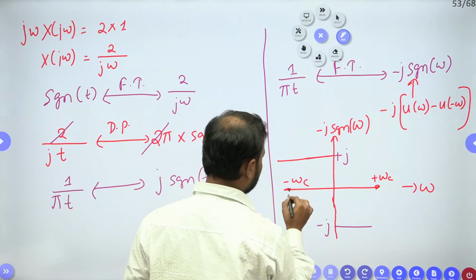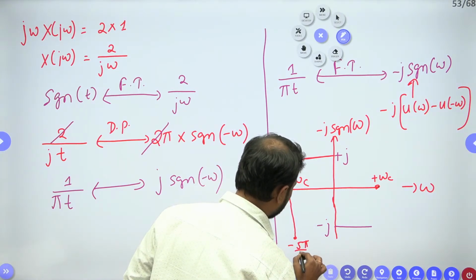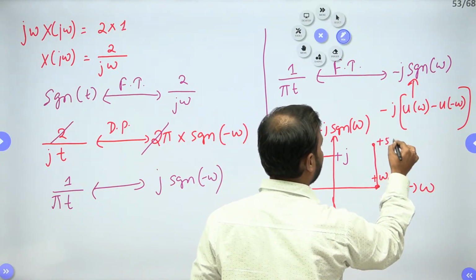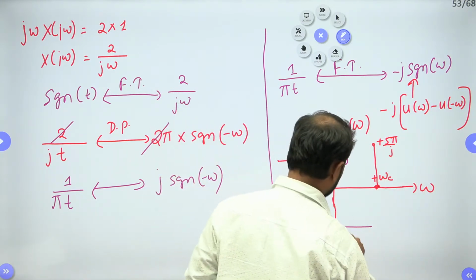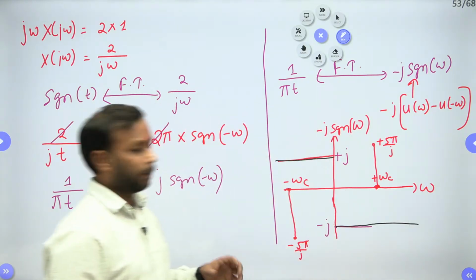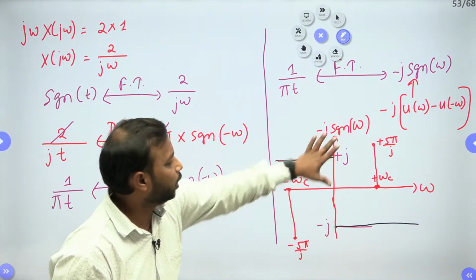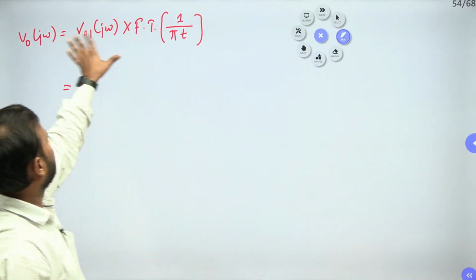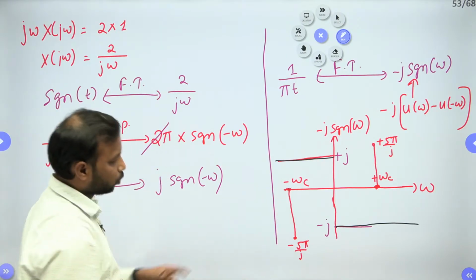This is minus omega c. Here we have minus 5 pi by j, and here we have plus 5 pi by j. Okay. Now, at minus omega c, these two strengths are going to be multiplied because of this function. Here, these two functions are multiplied, so we need to multiply these two strengths at minus omega c. So, what is the value?